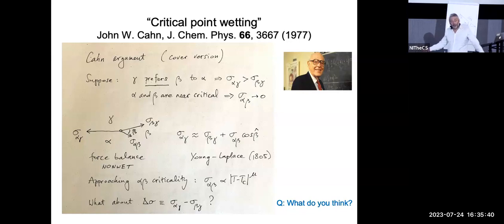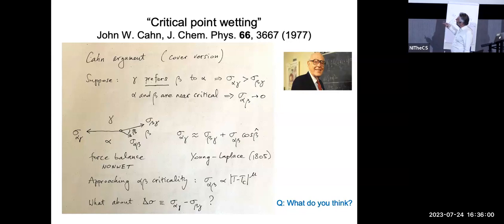Okay, we're going to try to guess what is going to happen and see whether it does or not. So the Cahn argument, in some cover version that I'm giving you here, says, okay, we have alpha, beta, and gamma phases. Now suppose that the gamma phase prefers contact with beta to contact with alpha.